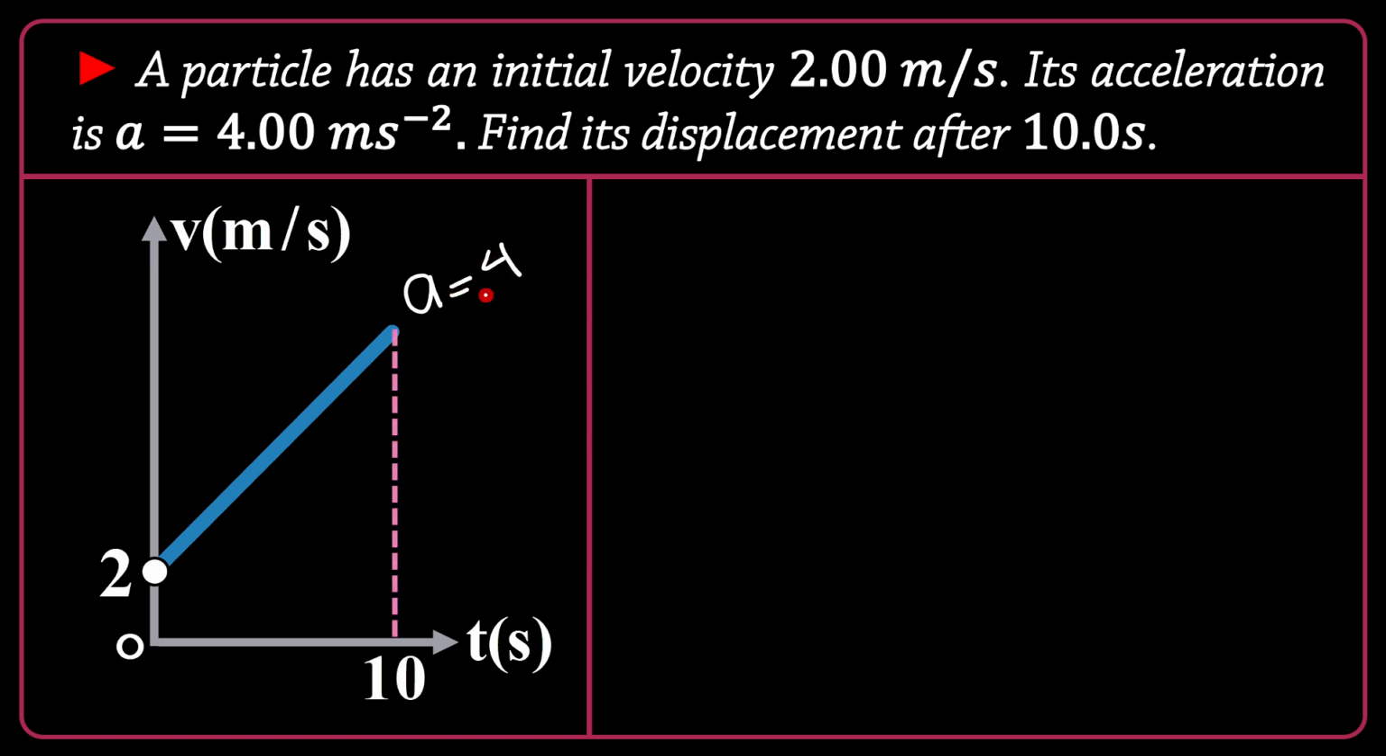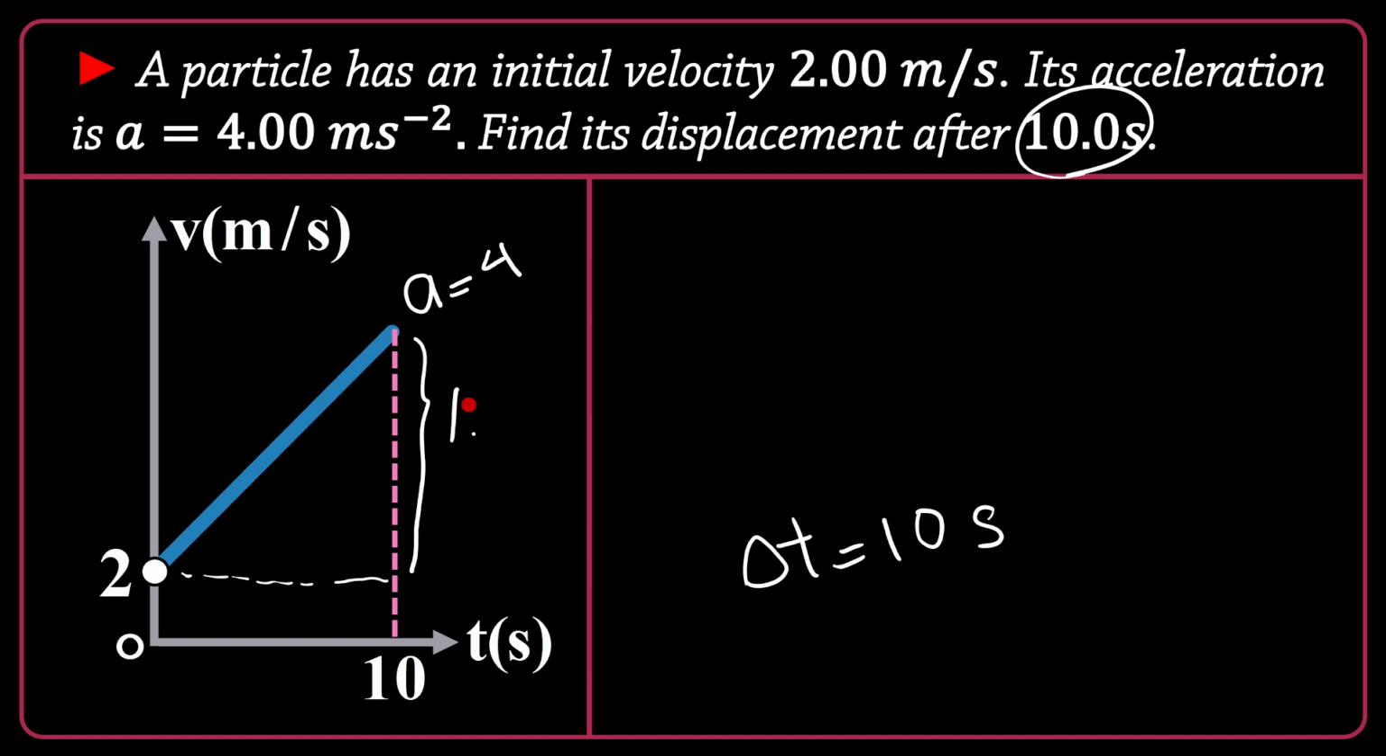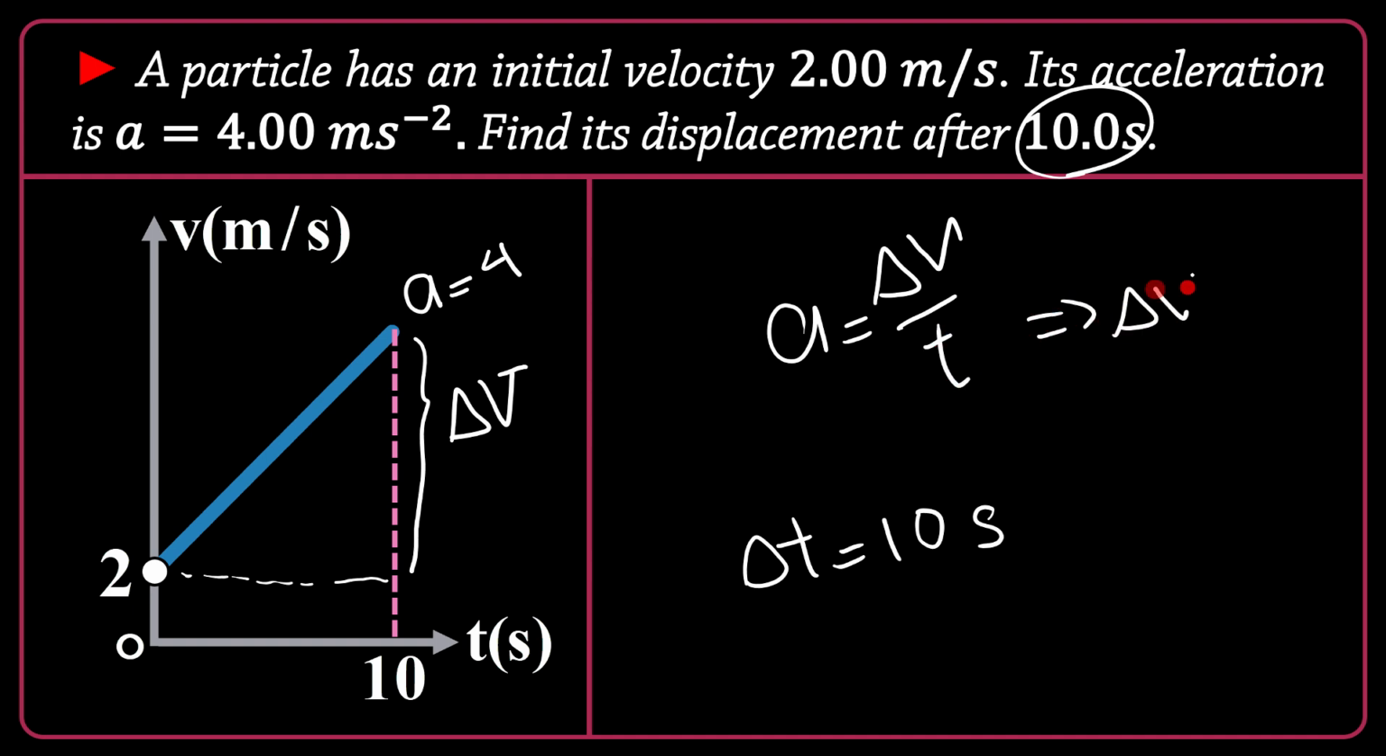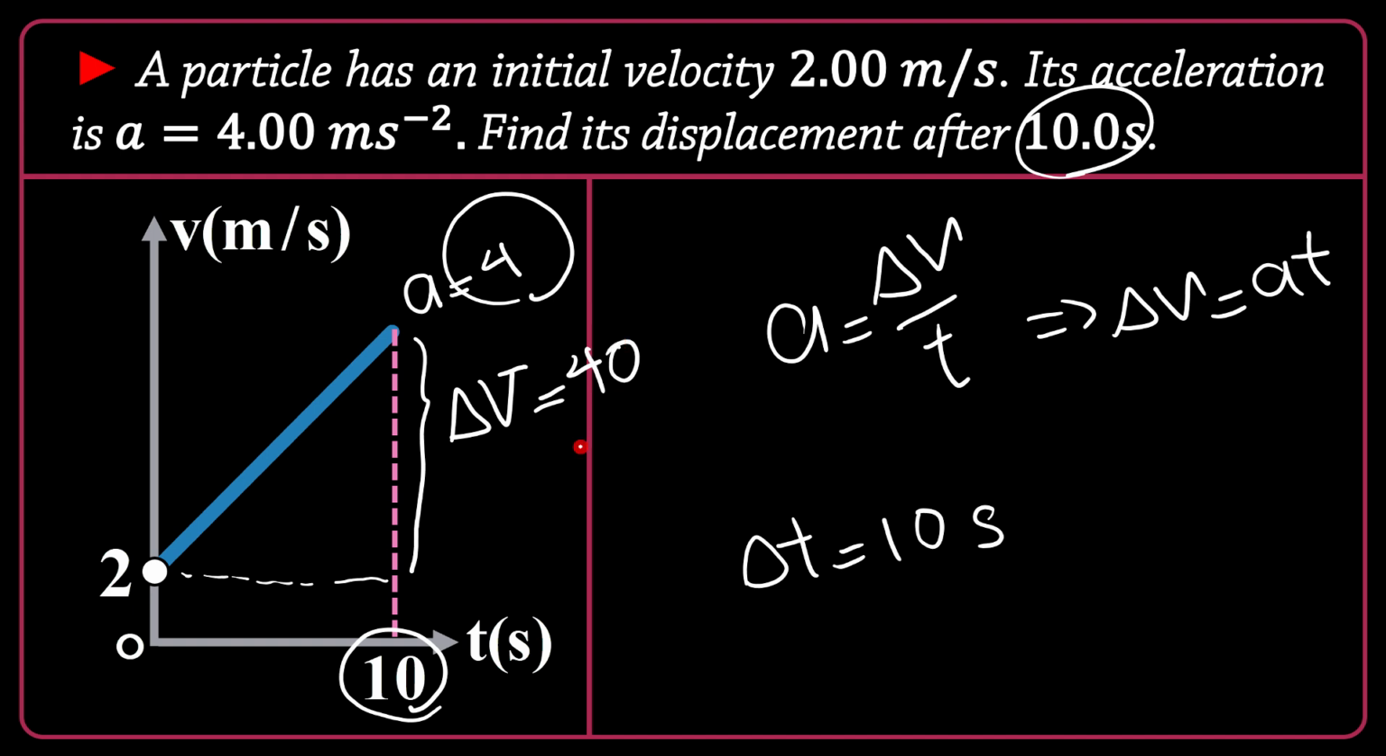Let's emphasize slope is 4, okay? And then let's finish the process at t equals 10, the final time. Our delta t seems to be 10 seconds. And you remember, if we have delta v here, the rise in velocity, acceleration was delta v over t. So delta v seems to be at, acceleration times time. So you will have a rise of velocity of 40 meters per second. Seems the final velocity to be 42 meters per second.